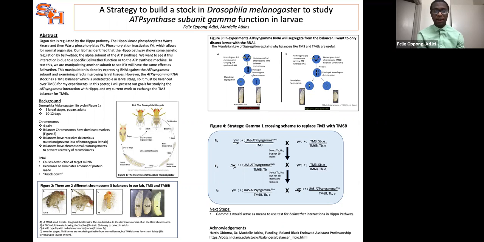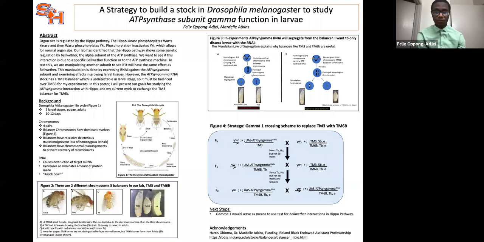So when Yorkie is inactivated, organs grow to normal sizes in flies. Our lab has identified that the Hippo pathway shows some genetic regulation by Bellwether, and Bellwether is the alpha subunit of the ATP synthase machinery. So we wanted to see if this interaction is due to a specific Bellwether function or to just the ATP synthase machinery.